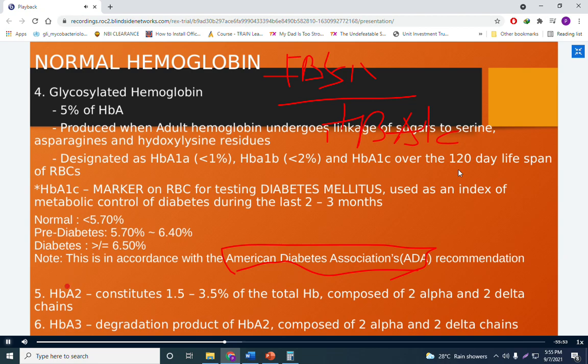Then another form of your adult hemoglobin is your HbA2. This constitutes 1.5 to 3.5% of your total adult hemoglobin. It is composed of 2 alpha and 2 delta chains. Then another one is your A3. This is the degradation product. So when you say degradation product, class, in case na itong A2 masira na, it can be replaced by HbA3. HbA3, class, is composed of 2 alpha and 2 delta chains as well.